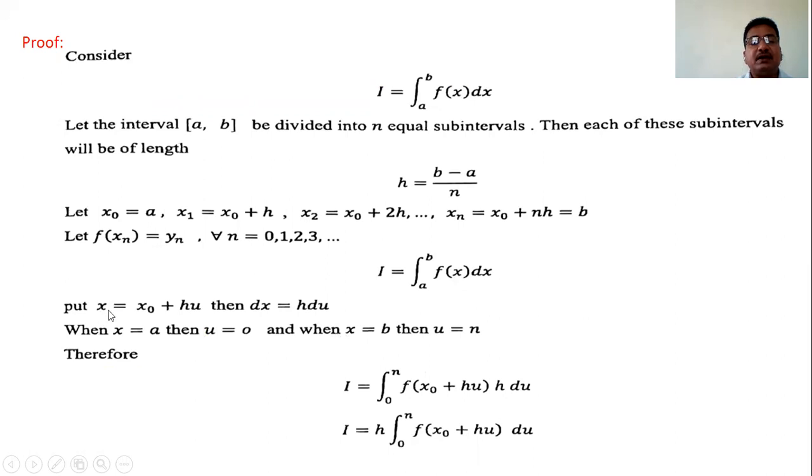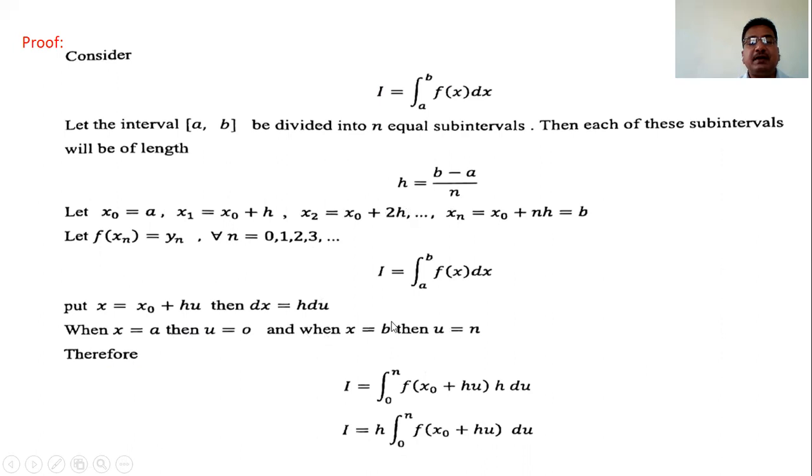And when x is b, substitute here x as b. So b is equal to, with x0 being a, a plus hu, and then b minus a is equal to hu, which means u is what? Substitute x equal to b. So b minus a, what is the value of b minus a? It is nh, b minus a divided by h. The value of b minus a is nh, and therefore divided by h the value of u is n.